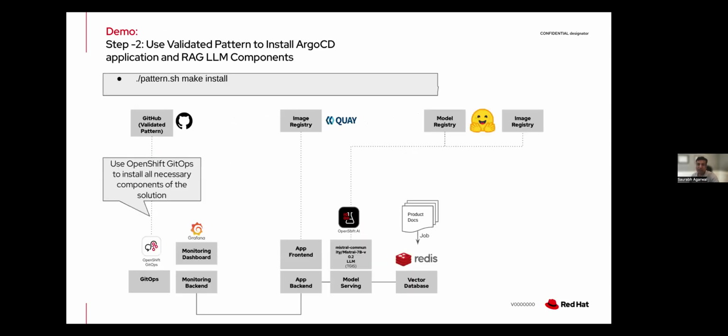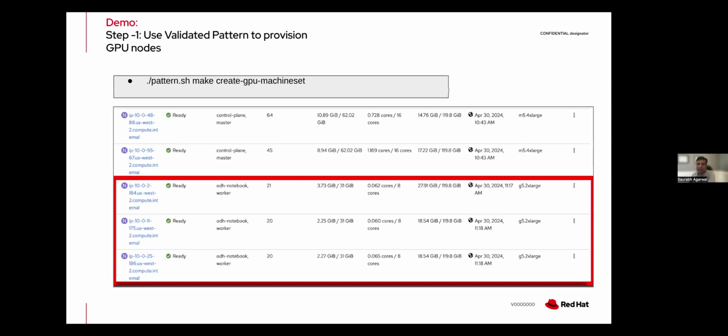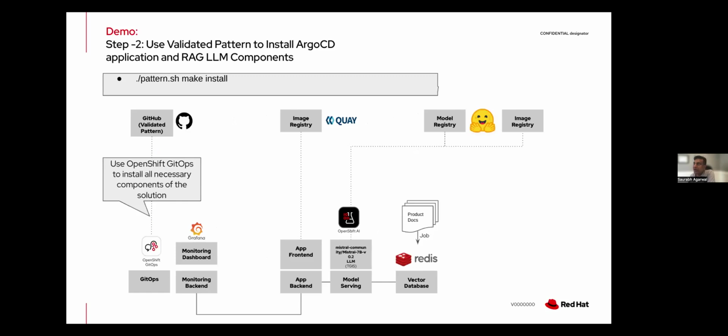So here we'll start, go back to the previous slide. Yeah. So here we'll start creating a machine set. The machine set will provision nodes with GPU and configure them with NVIDIA drivers. Next slide. So now what we'll do is we'll run the make install command to deploy Argo CD and RAG LLM components. It will deploy Grafana dashboard and Prometheus for monitoring. It will deploy a chatbot application built on Gradio. It will also deploy a Hugging Face inference server, a Redis vector database, and a Kubernetes job to populate the product docs in form of embeddings into the vector database.